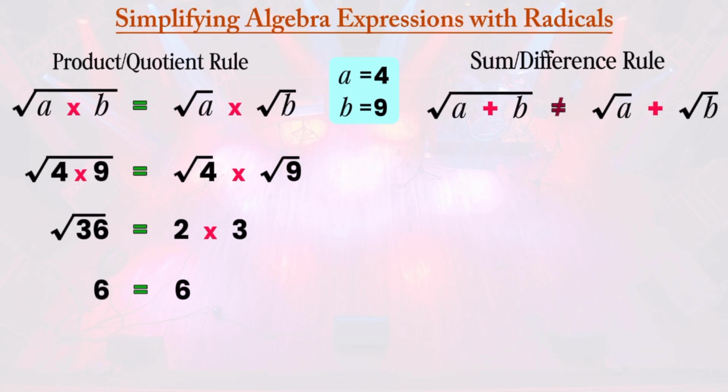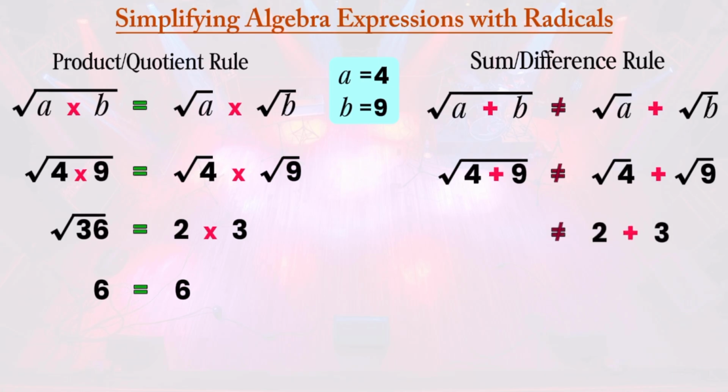Now consider the square root of 4 plus 9. If we try to write it out as the square root of 4 plus the square root of 9, that would give us 2 plus 3, which is equal to 5. But the fact is, the square root of 4 plus 9 is equal to the square root of 13. As you can see, the square root of 13 is not equal to 5.